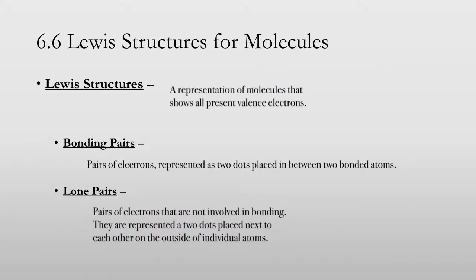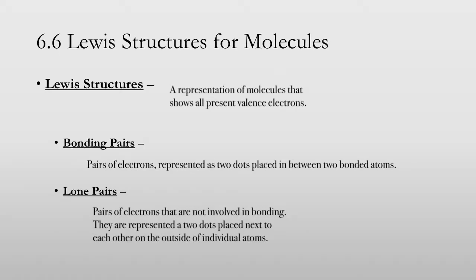Section 6.6 is Lewis structures for molecules. Lewis structures are ways of drawing or writing molecules out in a way that we can visually identify atoms and molecules, and it's a good thing for us to be able to use in chemistry, so we have an idea of what we're trying to look at in a sense.